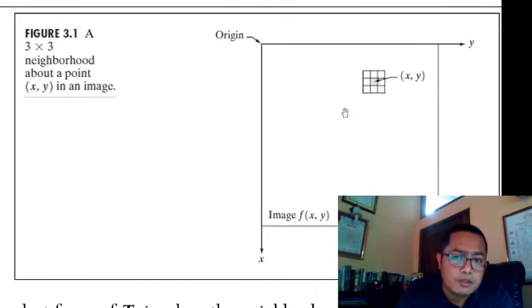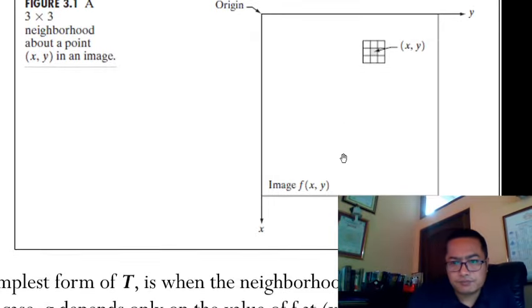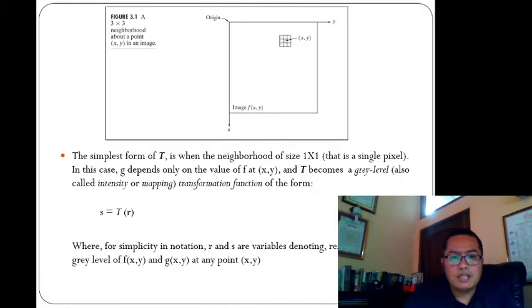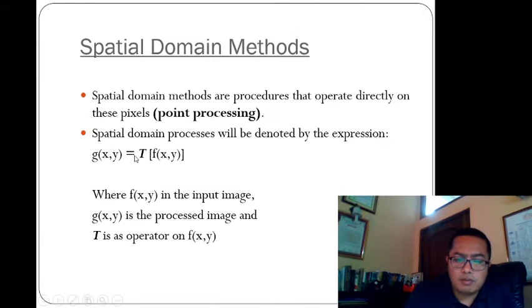So the neighborhood can be 3 by 3, 4 by 4, 5 by 5. We will see this later on, but not now. So if it is a neighborhood processing, the equation of transformation takes the form g(x,y) equals T of f(x,y).